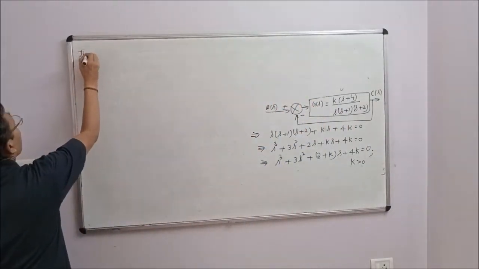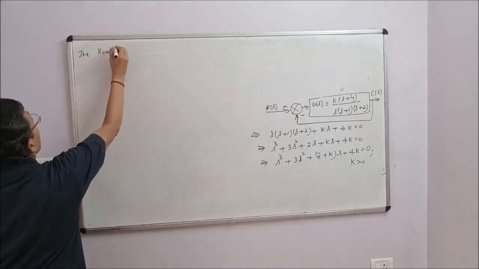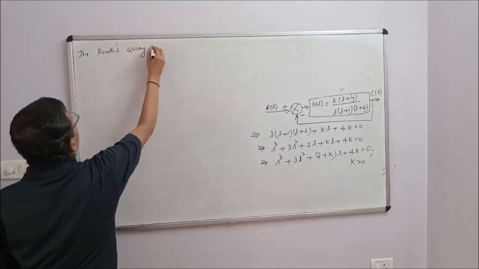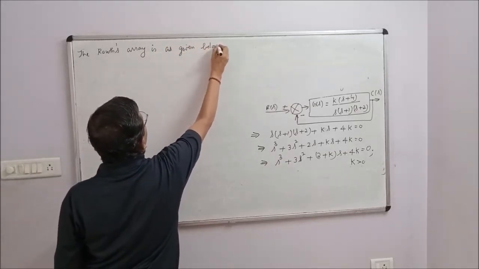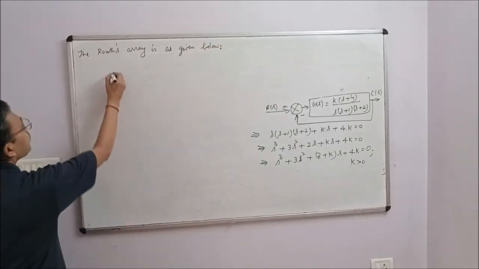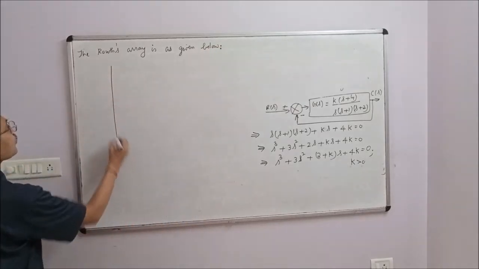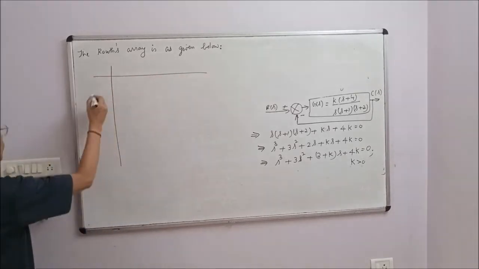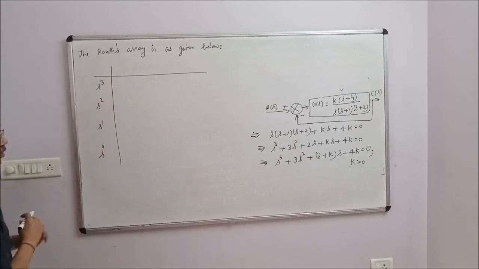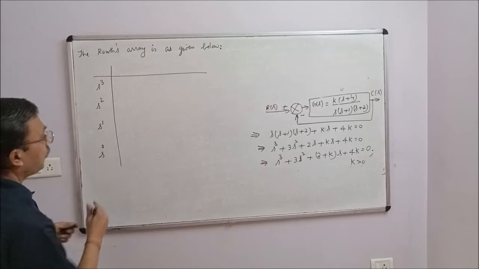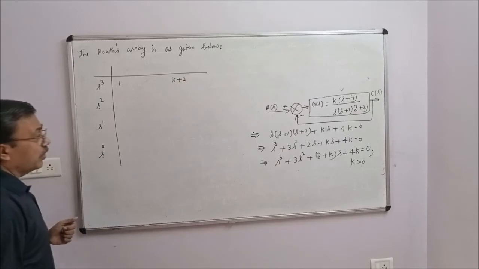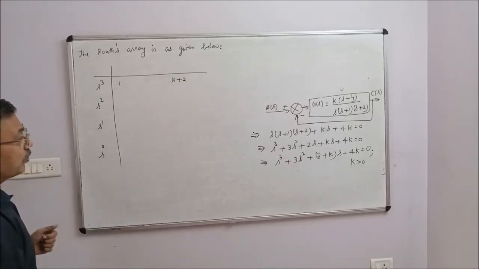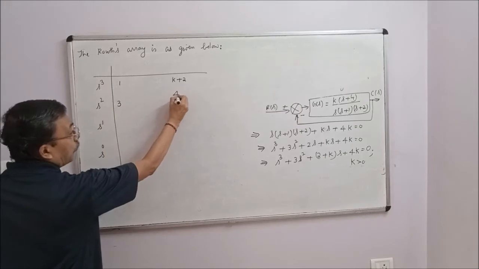The roots array is as given below. This is s cubed, s squared, s to the power 1, s to the power 0. First let me write the coefficients of s cubed and s to the power 1. This is 1 and K plus 2. Then I'll write the coefficients of s squared and s to the power 0. This is 3 and 4K.